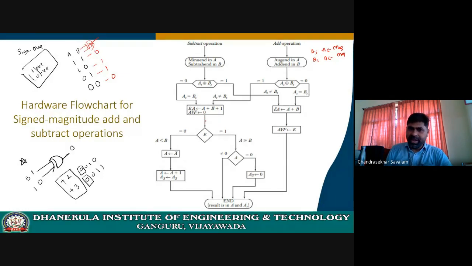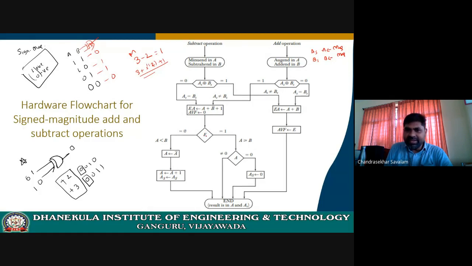Suppose A is greater and B is smaller. For example, in 2's complement, suppose 3 minus 2. What is the result, students? 1. This is plus. Yes, sir. Okay, so what are you going to do? The minuend is 3 here and the subtrahend is 2. So you are going to do 3 plus the 2's complement of 2 plus 1. In that case, after adding this, you surely get the carry. Then you need to exclude the carry.